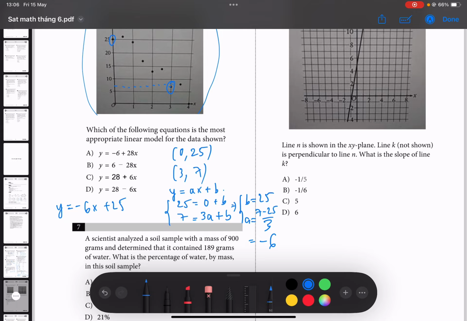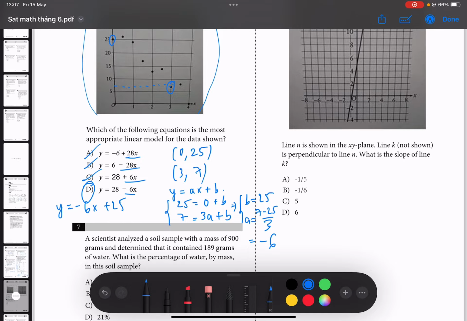So you go to the answer choices. This one, 28x, not really good. Minus 28, not really good. Plus 6x, not really good, and this one is minus 6. So this is what you are looking for. The answer is D.